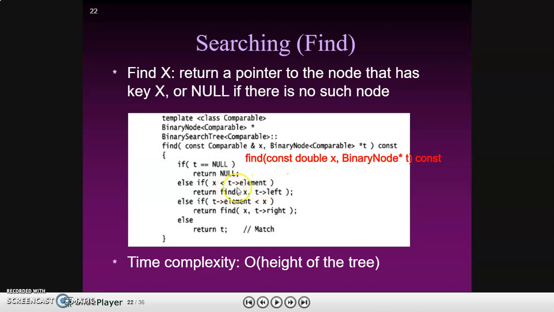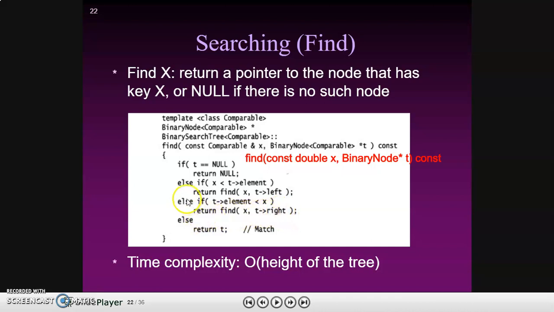If it is less than the tree element, then we will call the same function again with x, where x is the required value to be searched, and t of left, that is the left subtree of the current node. If the x value is greater than the element, then we will pass the required value and the right subtree of the tree.